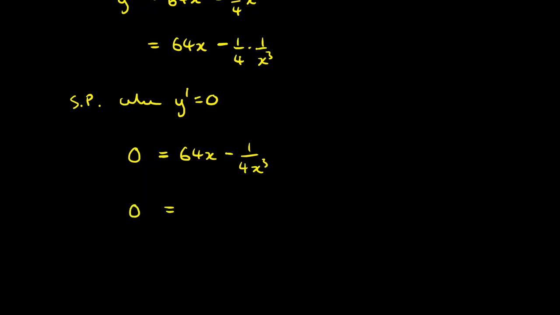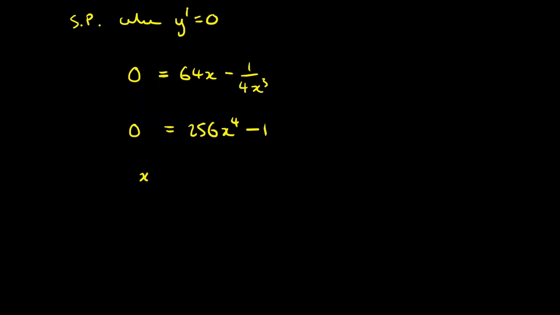So on the left-hand side, if I multiply by 4x cubed, I still get 0. On the right-hand side, 64x times 4x cubed, or 64 times 4 is 256. So this is 256x to the power of 4 minus 1. So therefore, x to the power of 4 is going to equal 1 over 256. And so then what I've got to do is find the fourth root of 1 upon 256. That's the same as square rooting, and then square rooting again. What I should end up with is plus or minus a quarter.